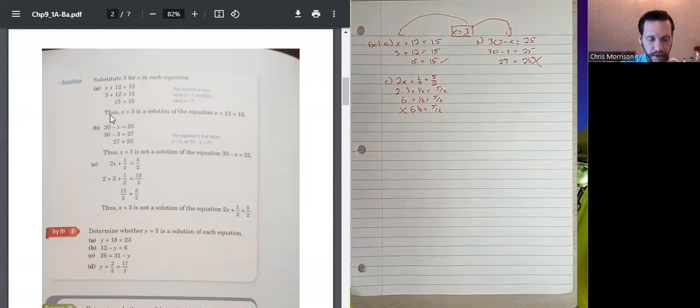So looking at A on the next page, for A, x equals 3 is a solution. In B, x equals 3 is not a solution. And in C, x equals 3 is not a solution.